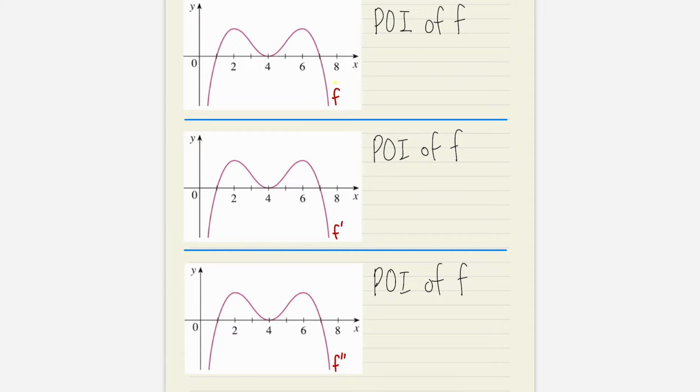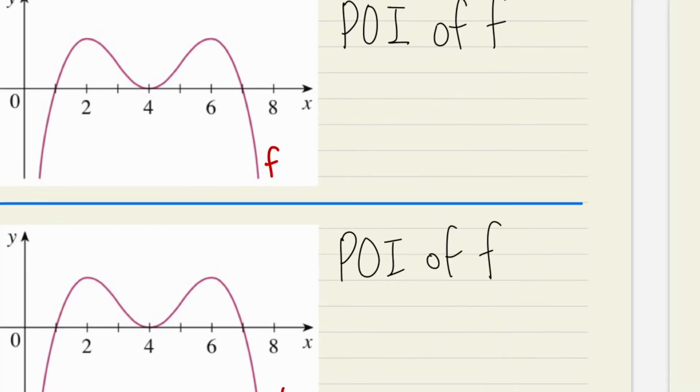For the first one, this is the original function f. For the second one, this is the derivative of f. And for the third one, we have the second derivative of f. The question is asking us to find the point of inflection of the original, and we just have to give the x value. Let's focus on the first one right here.